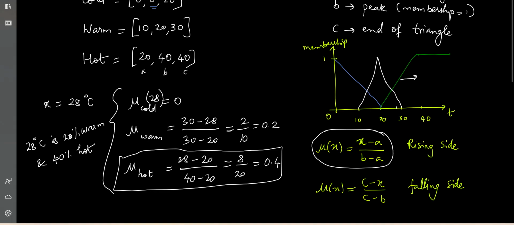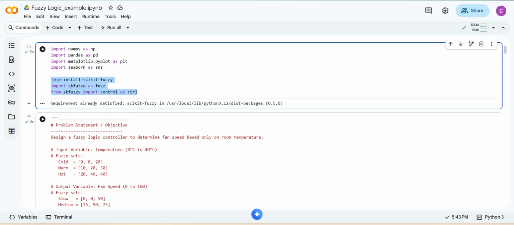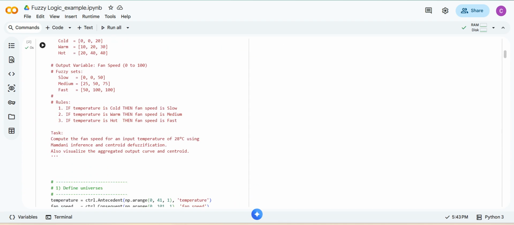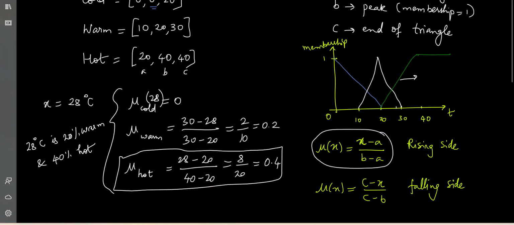Now the next step is rule firing strengths. So let's visit the Python file again and understand what the rules are. The rules we defined: if temperature is cold, then fan speed is slow. If temperature is warm, then fan speed is medium. If temperature is hot, then fan speed is fast. Right? So accordingly, each rule fires according to the membership of the condition.